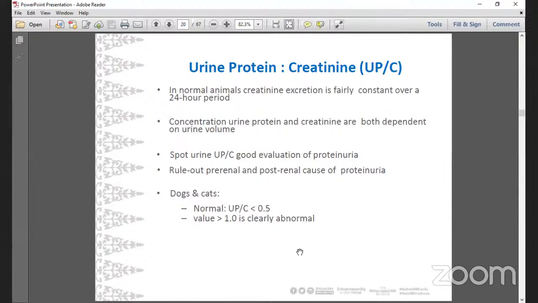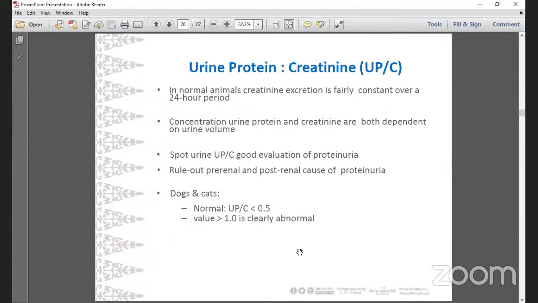If you look here, I mentioned the normal UPC is less than 0.5, but if we see more than 1, it's clearly abnormal, and it indicates proteinuria.